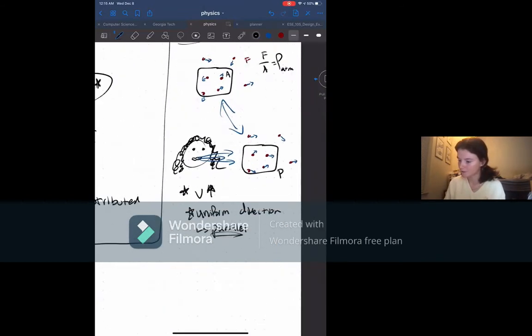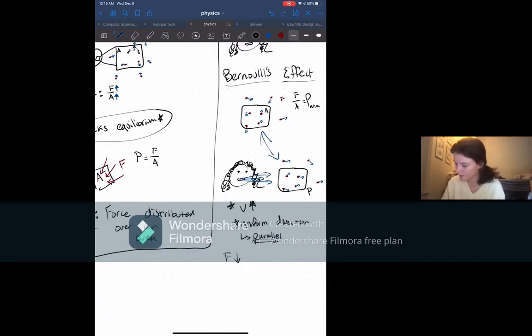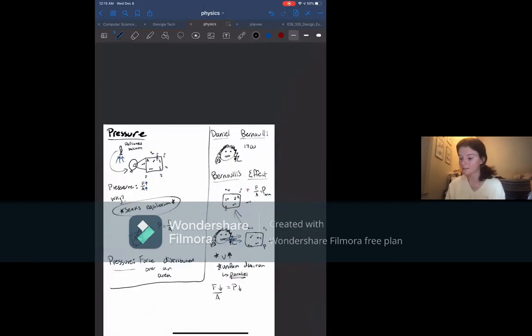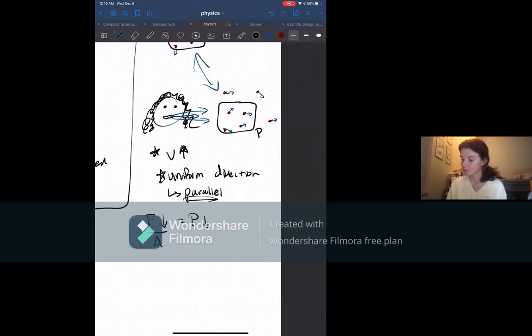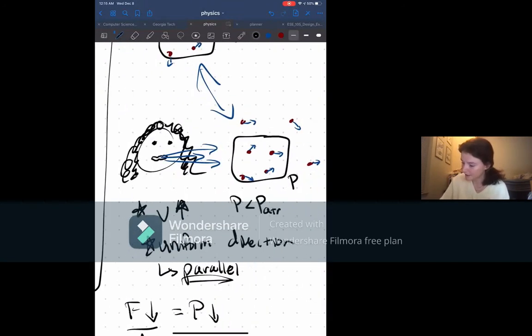And so because this happens, the force decreases, which then causes the pressure to decrease because the area is constant this time. In our last example with the balloon, the area was changing, but now we can see that the pressure can actually change. And so we can say in the second situation, P, so this P is going to be less than the atmospheric pressure.